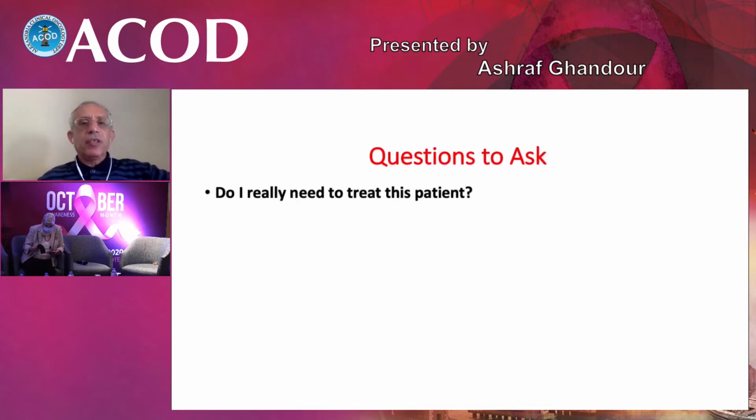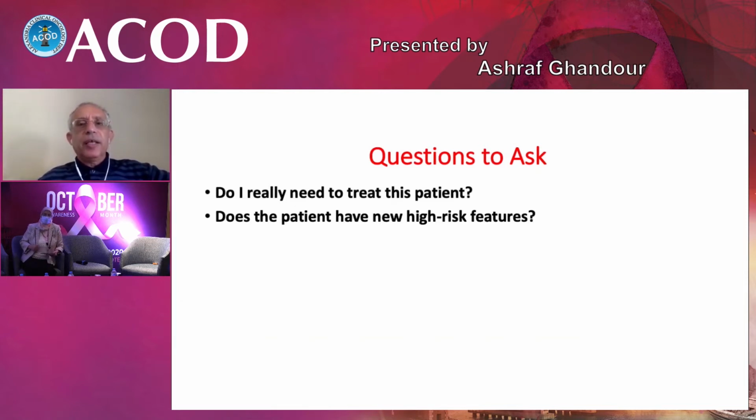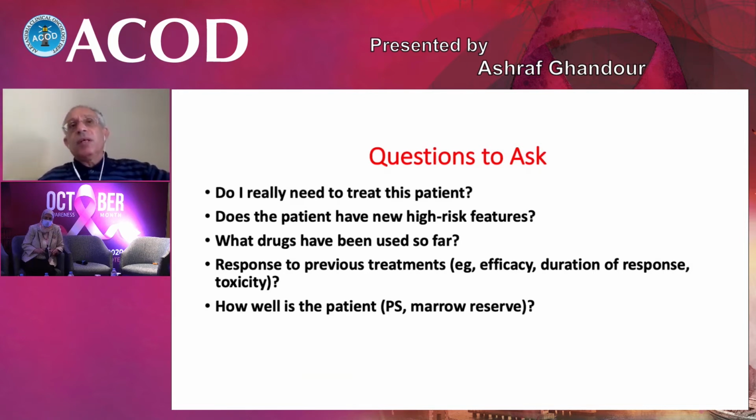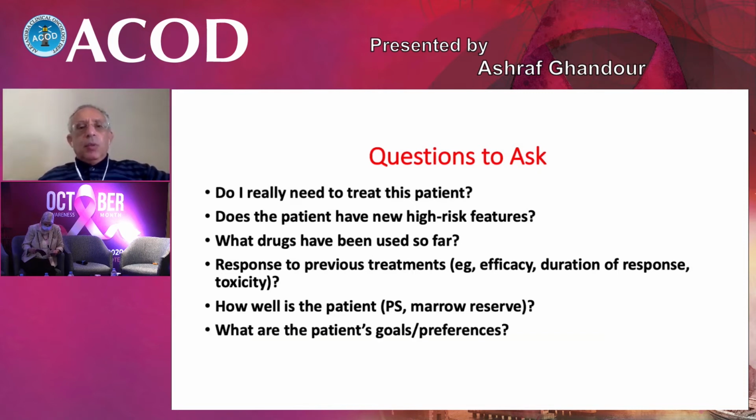We have many questions to ask. Do I really need to treat this patient? It's a very important question. Second question is, does the patient have new high risk features? Development of new risk. What drugs have been used so far? Response to previous treatment is very important. Efficacy, duration of response, toxicity, which is very important. How are the patient's performance status and the bone marrow reserve? Bone marrow reserve is a very important issue in such cases. What are the patient's goals and preferences? Does he need IV, subcutaneous, oral, whatever?